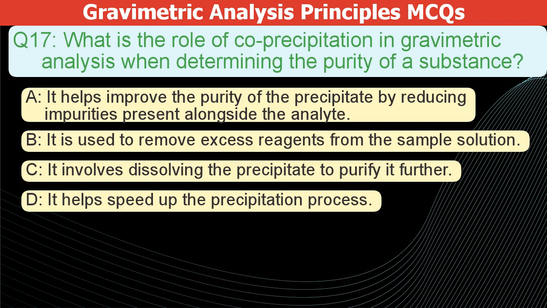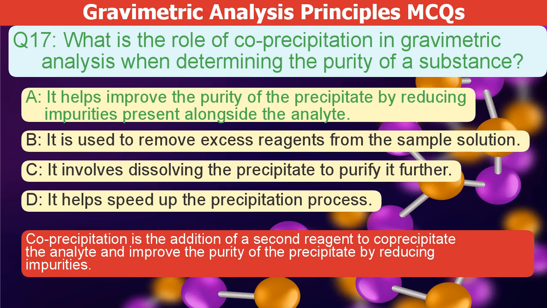What is the role of co-precipitation in gravimetric analysis when determining the purity of a substance? A. It helps improve the purity of the precipitate by reducing impurities present alongside the analyte. B. It is used to remove excess reagents from the sample solution. C. It involves dissolving the precipitate to purify it further. D. It helps speed up the precipitation process.